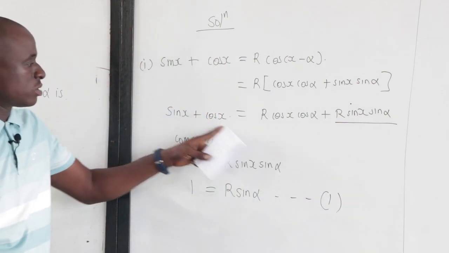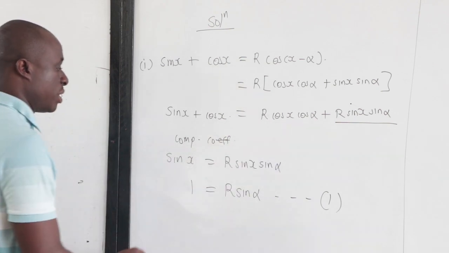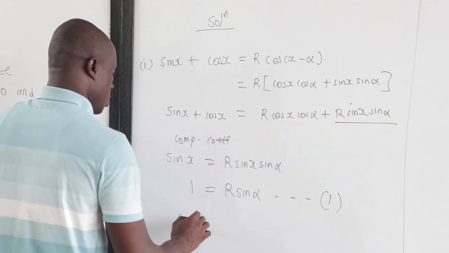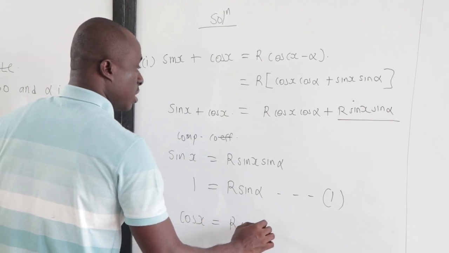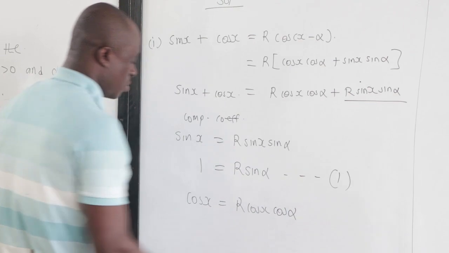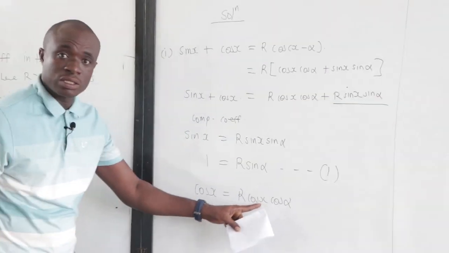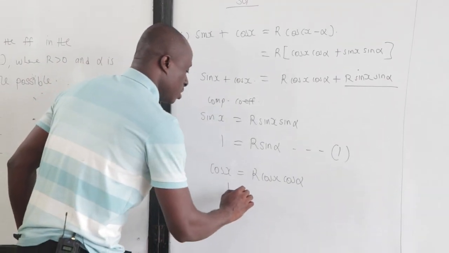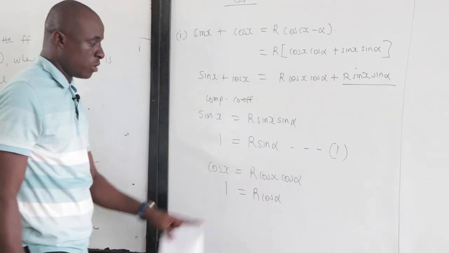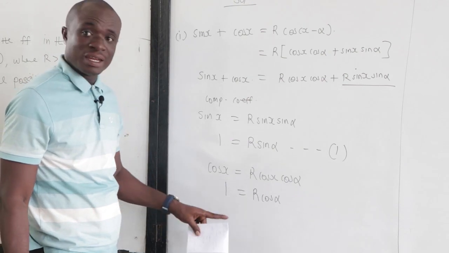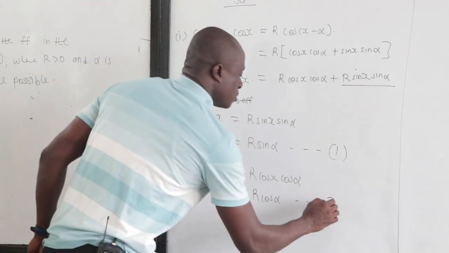What can you also see? Cos x and then this one. So comparing that one, we can say cos x equal to r cos x cos alpha. Clearly cos x will cancel cos x. So you have 1 equal to r cos alpha. Now I want to find alpha and then r. So let's call this 2.